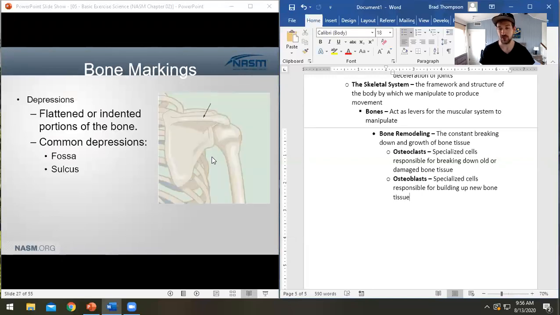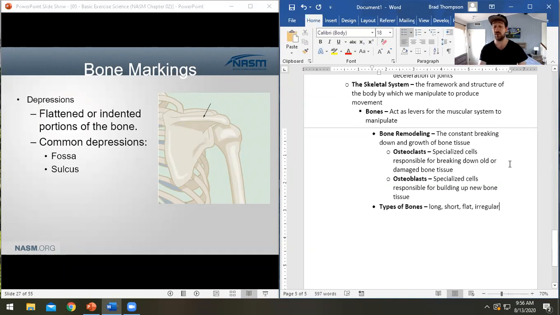Now, in your bones, you're also going to have special bone markings. Actually, hold on really quick. We'll go types of bones. Bones: long, short, flat, irregular. Those are the most common ones.